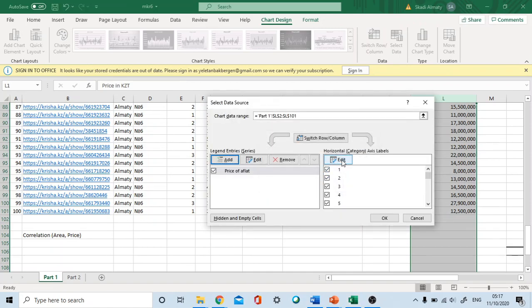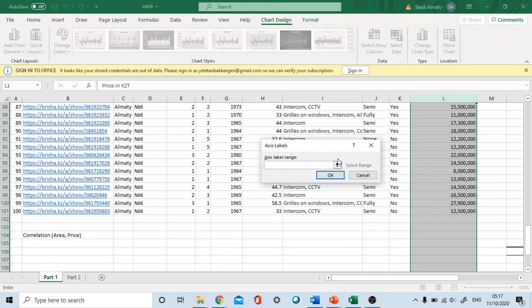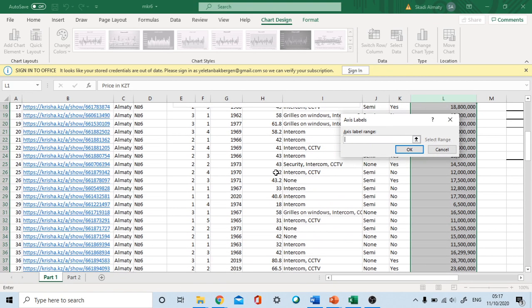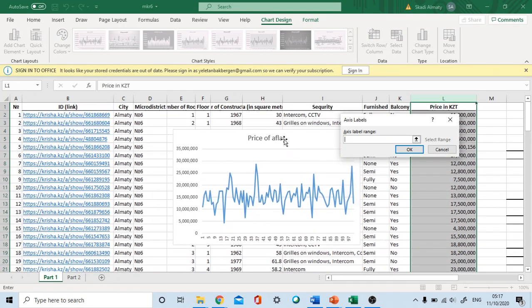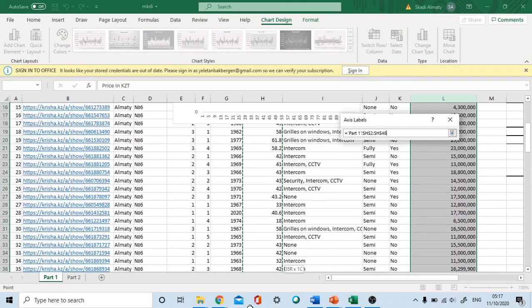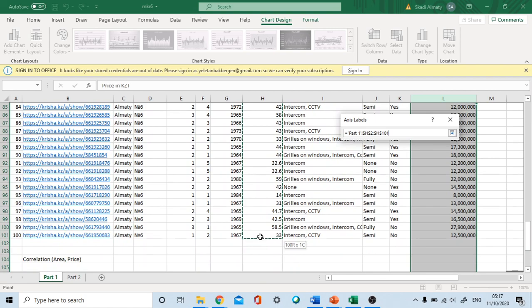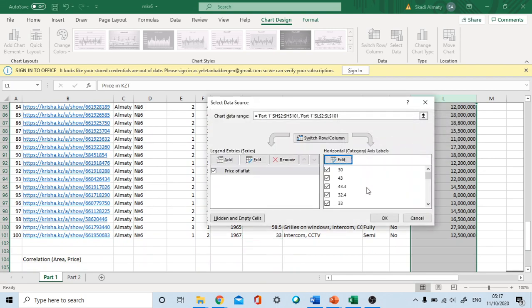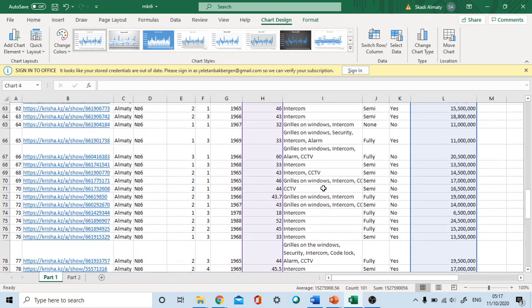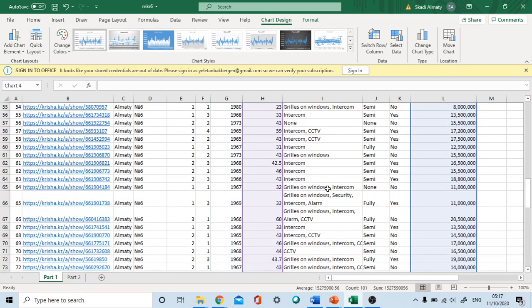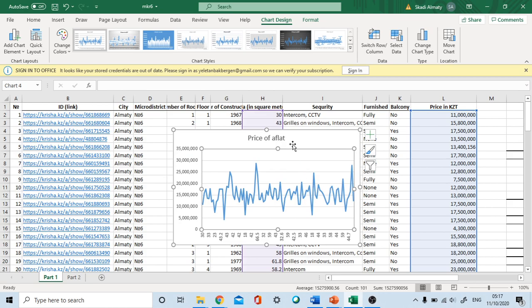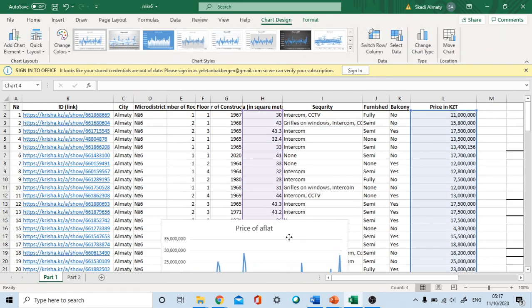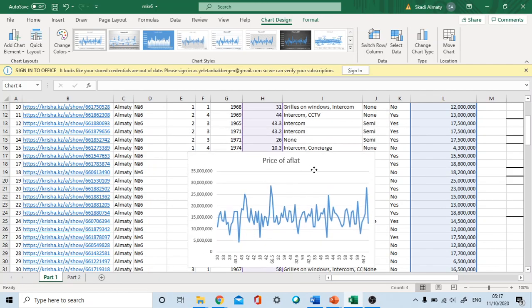Horizontal category. I would like to show the area. Okay. Here I have my graph. Let's make it a little bit lower.